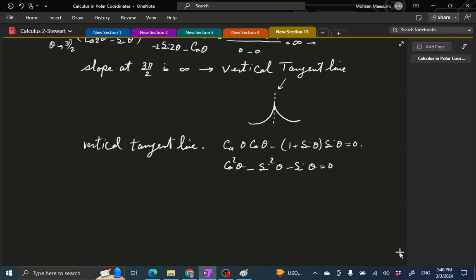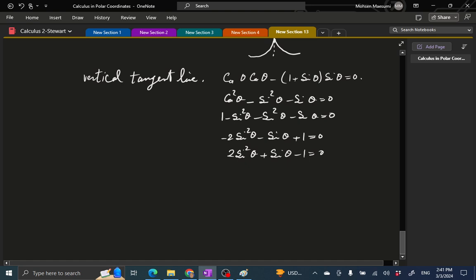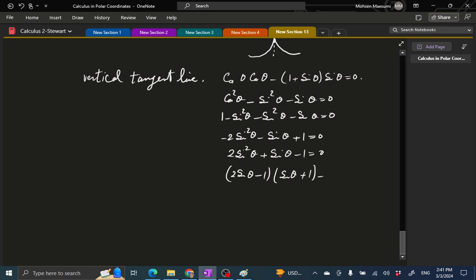Let's convert everything to sine so that we can solve this. 1 minus sine squared theta minus sine squared theta minus sine theta is equal to 0. So that becomes minus 2 sine squared theta minus sine theta plus 1 equal to 0. Maybe feel more comfortable by multiplying this with a minus, so it looks more familiar: 2 sine squared theta plus sine theta minus 1 equal to 0. Fortunately, this factors; if it didn't, we would just apply the quadratic formula. 2 sine theta minus 1 times sine of theta plus 1 equal to 0.